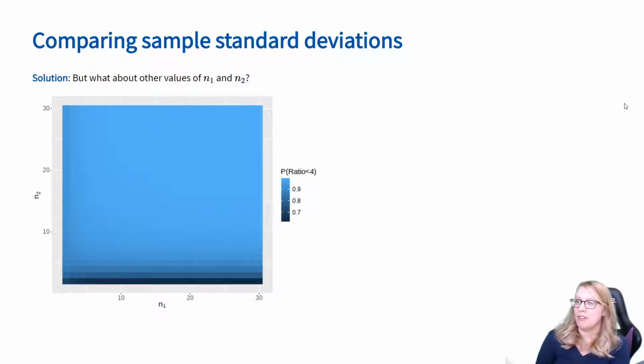In fact, if we plot small values of the numerator degrees of freedom on the x-axis and small values of the denominator degrees of freedom on the y-axis, we see in most of these cases very high probability. This does appear to be a bit more dependent on the denominator degrees of freedom, on n2, than n1.